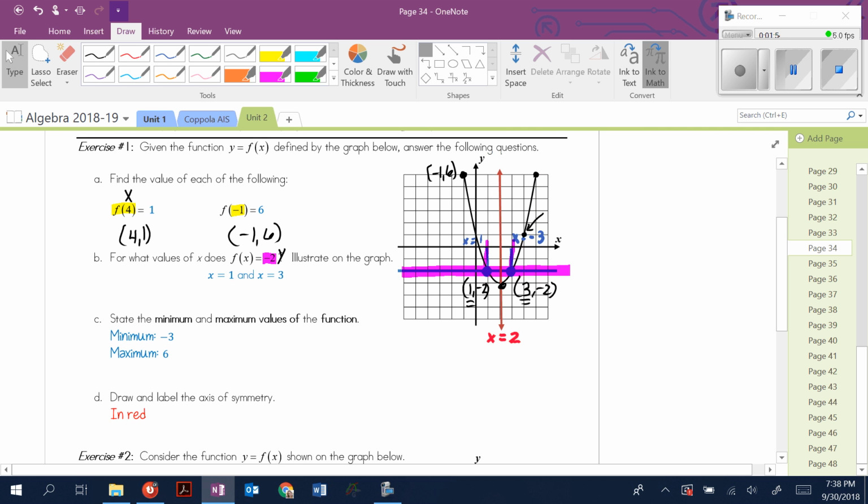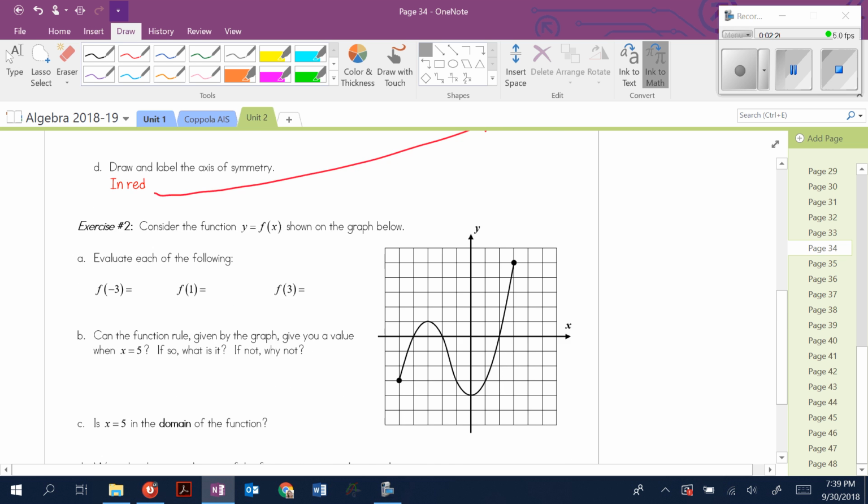In D, it's in red. Draw and label the axis of symmetry. It's this guy here. It's what cuts the graph in half. The axis of symmetry labeled will always be x equals, because it's always going to be crossing the x-axis. In this case, it crosses the x-axis at 2. Okay, moving on to exercise 2.